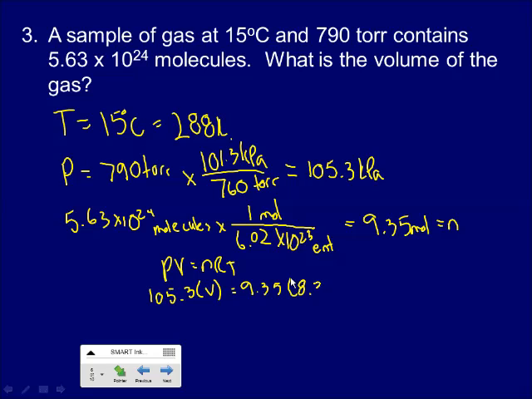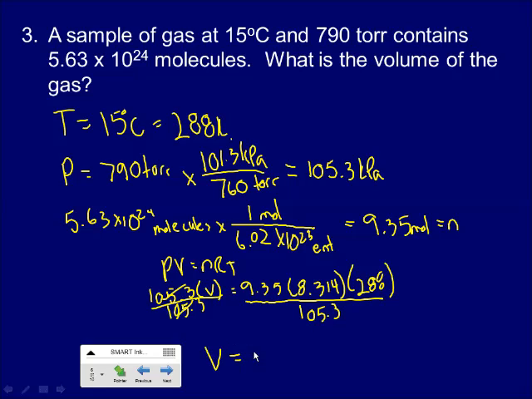9.35. 8.314. 288, right? Divide off. Jess, what do you got? 112.6 liters. All right? On to the next one.